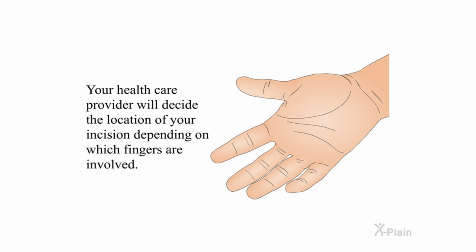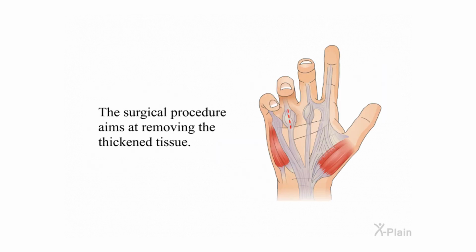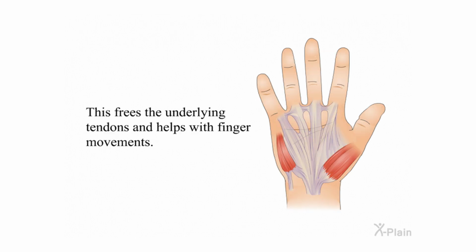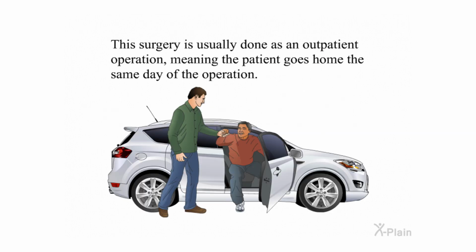Your healthcare provider will decide the location of your incision depending on which fingers are involved. The surgical procedure aims at removing the thickened tissue. This frees the underlying tendons and helps with finger movements. This surgery is usually done as an outpatient operation, meaning the patient goes home the same day of the operation.